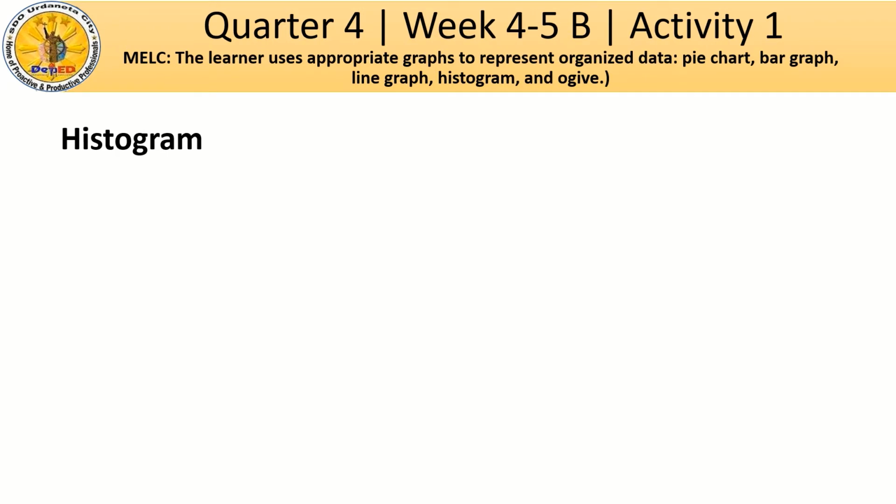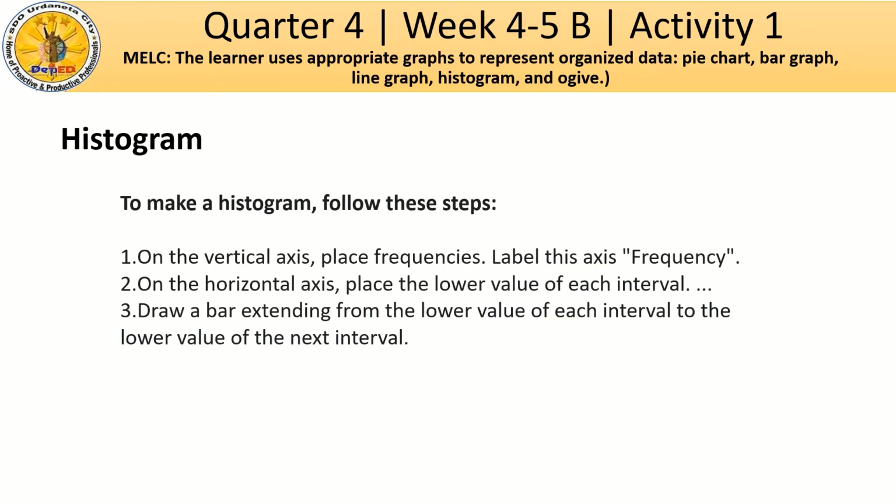We're going to take the steps on how to make a histogram. Number 1, on the vertical axis, you place the frequencies. Label this as the frequency axis. Second, on the horizontal axis, place the lower value of each interval. Number 3, draw a bar extending from the lower value of each interval to the lower value of the next interval.